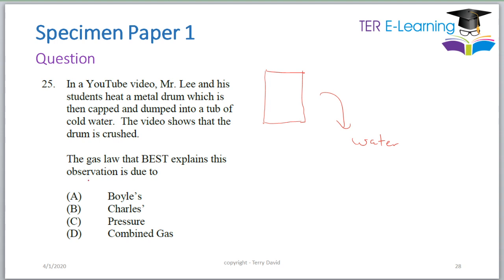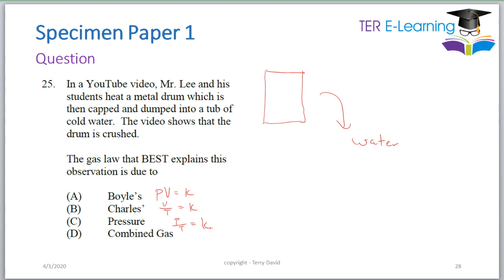Right. So which of the following best explains? So you all need to know what each of the gas laws mean, right? So Boyle's law is PV is equal to a constant. Charles' law is V over T is equal to a constant. And the pressure law is P over T is equal to a constant, right?